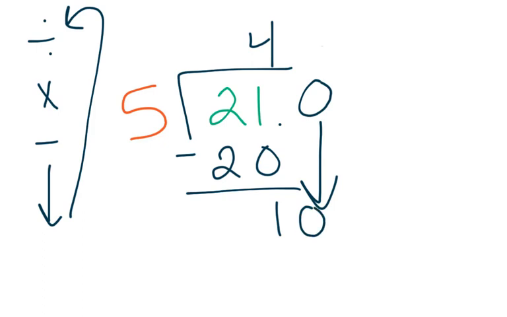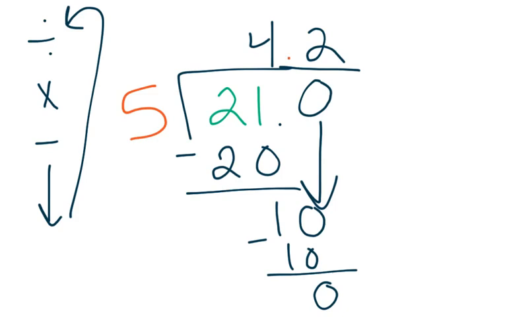Back to the top with our steps, we know 5 goes into 10 2 times. And then 5 times 2 is 10. We subtract and finally get 0 down here for our answer. Don't forget to go back up to the top and put our decimal directly above where it was in our problem. You can continue to annex as many zeros as you need as long as it's after the decimal point.